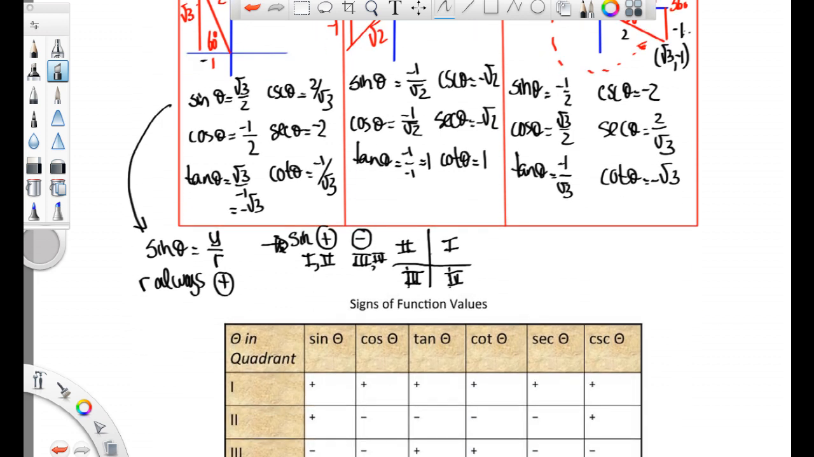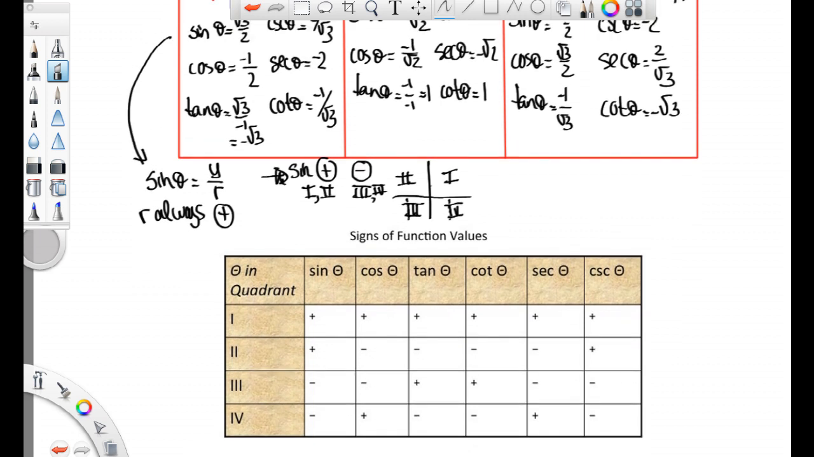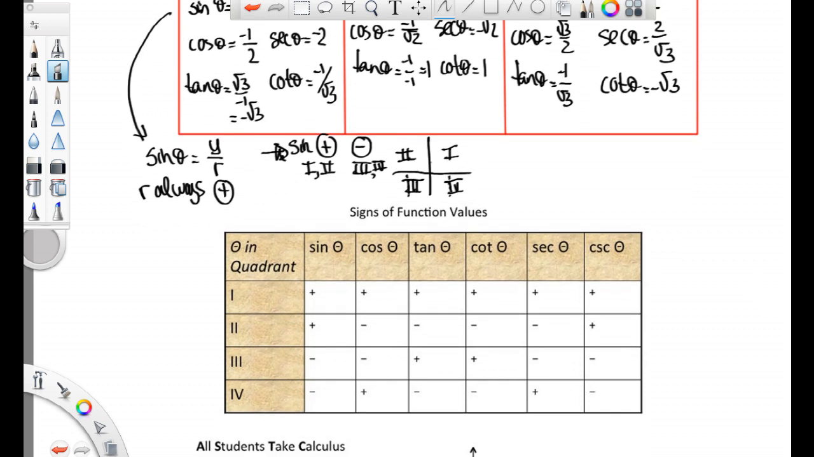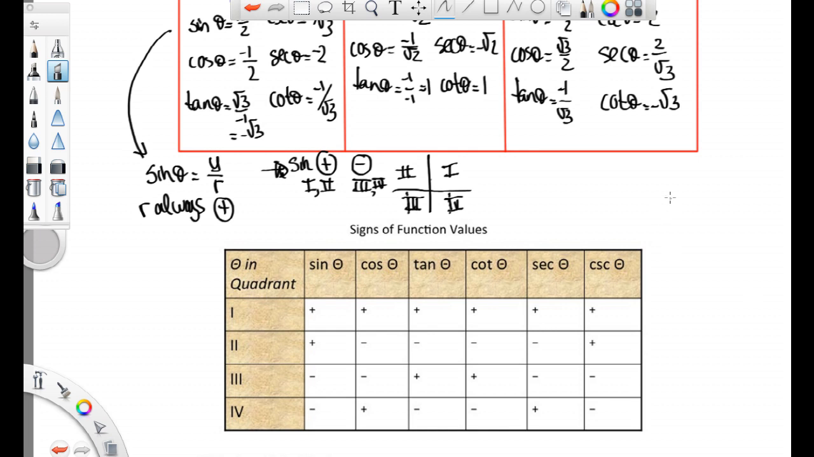This chart summarizes that for you. Now that's a bit annoying because we have 1, 2, 3, 4, 5, 6 functions and 1, 2, 3, 4 quadrants. You'd have to memorize 24 of these. Okay? Now, honestly, I don't have them memorized either. I just sort of quickly figure it out based on the definitions for sine, cosine, and tangent, and then the other ones I just flip. So I know that if the sine is positive, the one that flips, the reciprocal of this, is the cosecant.